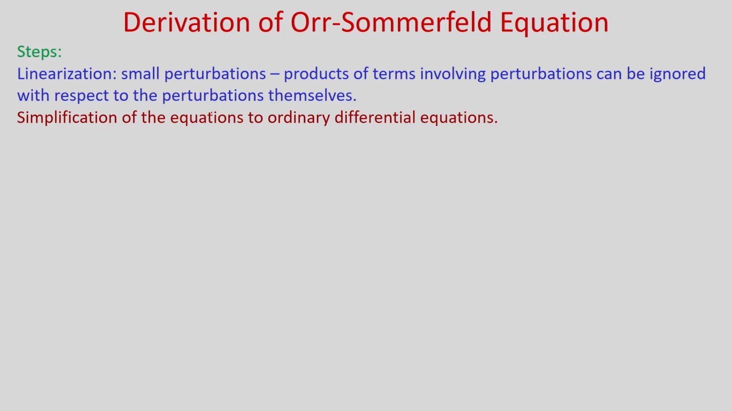So, we will follow these two steps. First step is linearization of the governing equations. So, we will consider small perturbation. Why are we considering small perturbation? Because products of terms involving perturbations can be ignored with respect to the perturbations themselves. Then if we are considering small perturbation, we will call it linear stability analysis, and then we will simplify the equations so that we can convert them to ordinary differential equations.